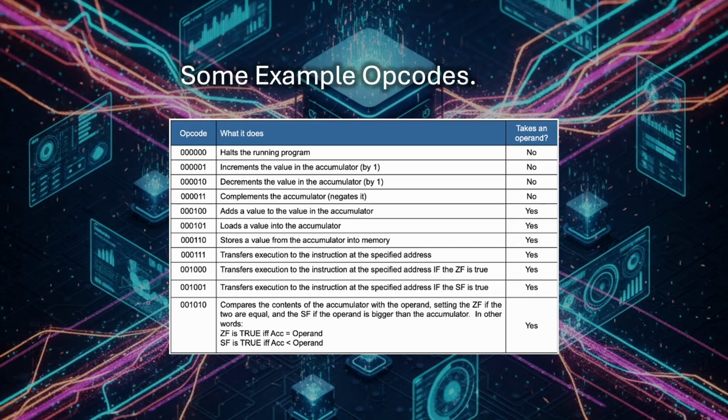On the other hand, opcode 000011 performs a NOT function, which simply toggles each bit in the accumulator, making a 1 a 0 and a 0 a 1. This does not require any further data, or operand, from memory, and can execute immediately.